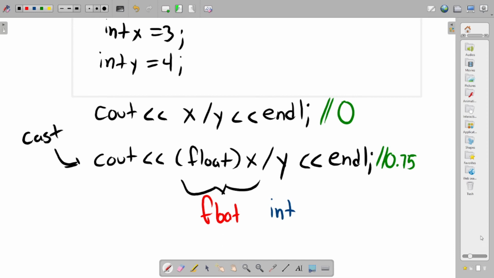Right, so this will give us a float. Let's just see it in action really quick, and then let's go over order of operations, and then I think that will about do it for the arithmetic operations.